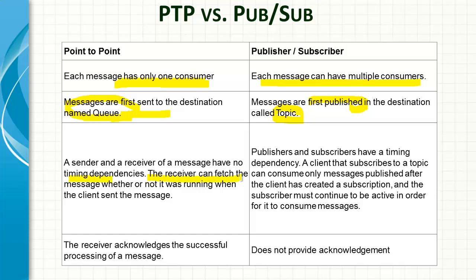The receiver can fetch the message even if it was not running when the client sent it. It simply means that it can work in a synchronous as well as asynchronous way. And publisher and subscriber have a timing dependency. A client that subscribes to a topic can consume only messages published after the subscription has been created. In point to point, the receiver acknowledges the successful processing of the message, and in the publish subscribe model the acknowledgement is not needed.